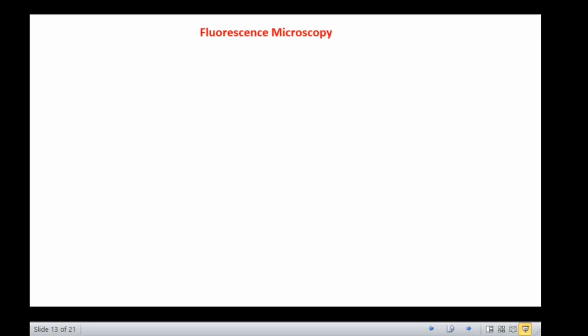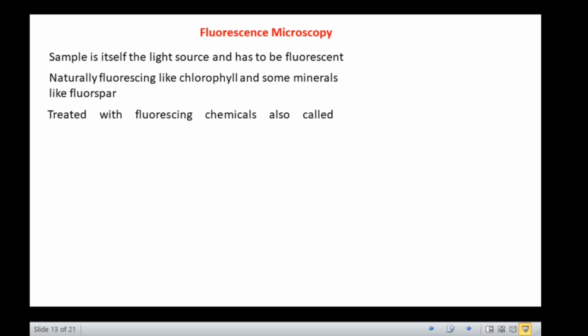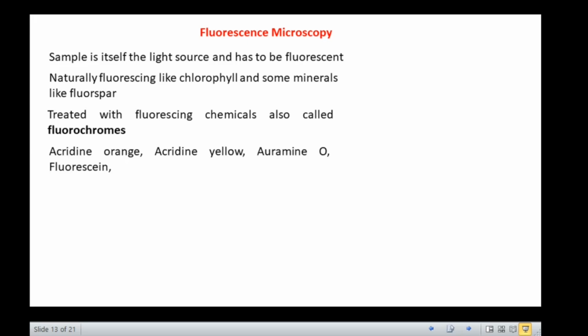In fluorescence microscopy, the sample is itself the light source and has to be fluorescent. The sample can be either naturally fluorescing like chlorophyll and some minerals like fluorspar, or treated with fluorescing chemicals also called fluorochromes. Some of the fluorochromes commonly used are acridine orange, acridine yellow, auramine O, fluorescein, primulin, rivanol, thioflavin and rhodamine.